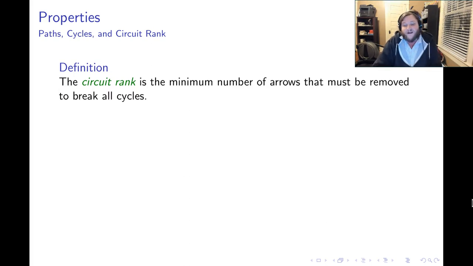One interesting number that we can associate to a graph is called the circuit rank. This is probably the most sophisticated piece of terminology we'll introduce. So the circuit rank refers to the minimum number of arrows that we would need to remove if we wanted to get rid of all of the cycles.